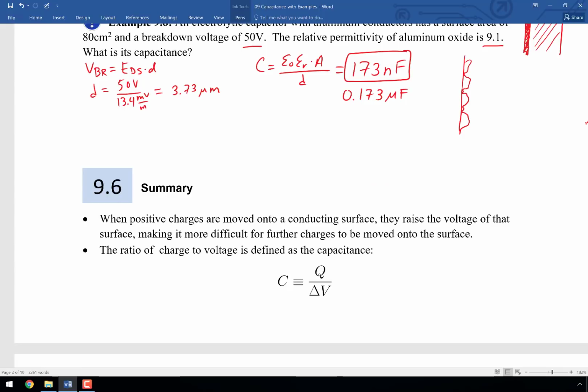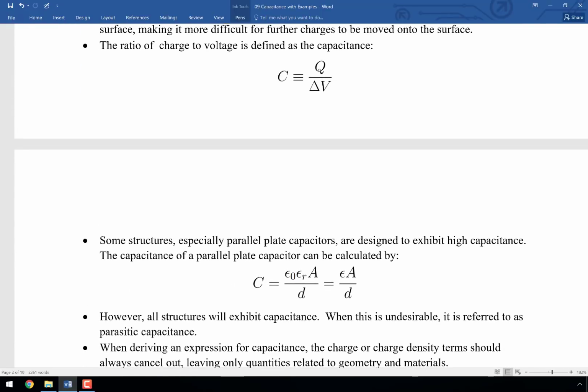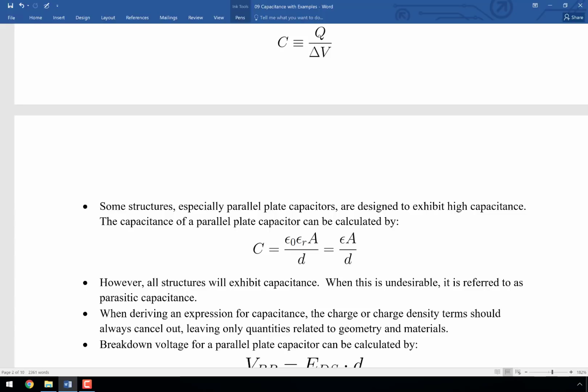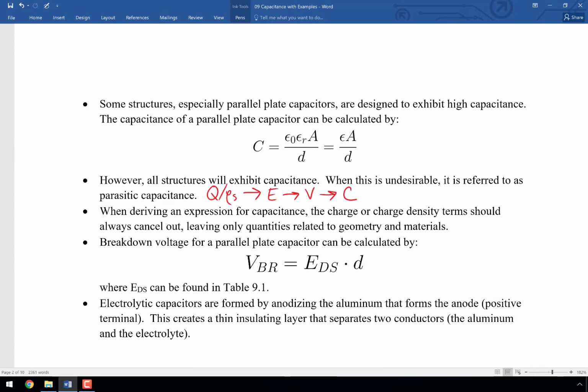So, summary of what we've learned today. We know that capacitance is defined to be the Q divided by delta V. We have an equation for the capacitance of a parallel plate capacitor. We understand that all structures exhibit capacitance, and that in order to calculate that capacitance, we're going to go from some version of Q, which could include rho instead of Q, I'll say rho sub S, and that is going to be used to calculate the electric field. The electric field is going to be used to calculate the voltage, and then the voltage is used to calculate the capacitance. When you derive an expression for capacitance, the charge or charge density terms must cancel out, leaving only quantities related to geometry and materials.